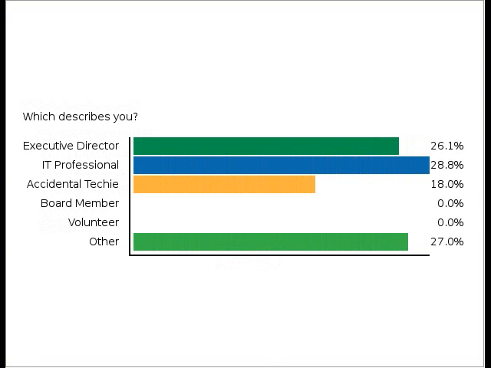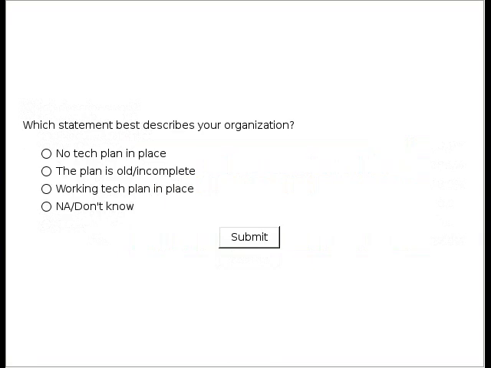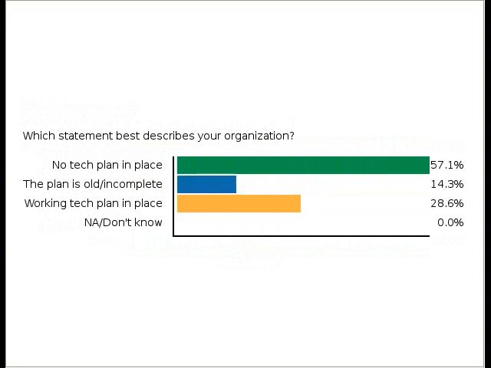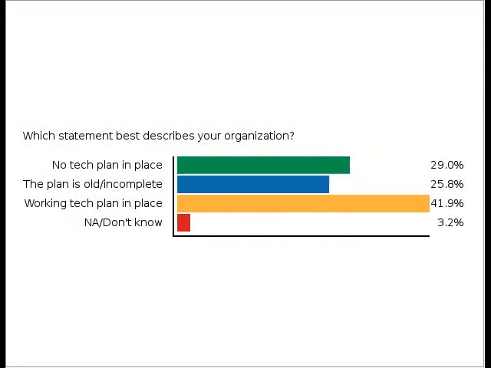One last question. We're curious about your IT infrastructure. Which of these statements best describes your organization? No tech plan in place. The plan is old or incomplete. You have a working tech plan that's in place, or you're not quite sure. Giving you a few seconds to reply. There we go. So old and incomplete. We've got a lot of folks who have some plans, but you want to update them, and some with no plans at all. So very good.